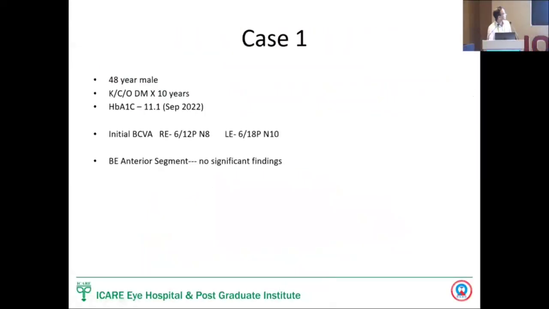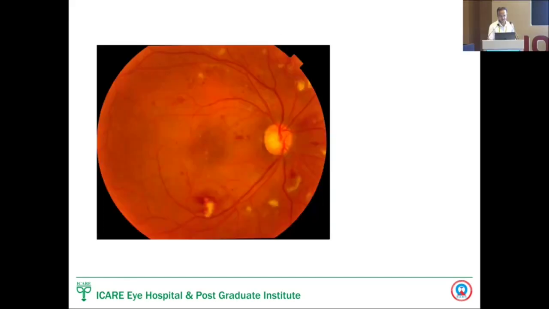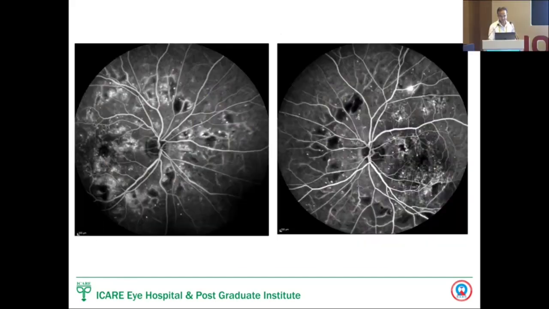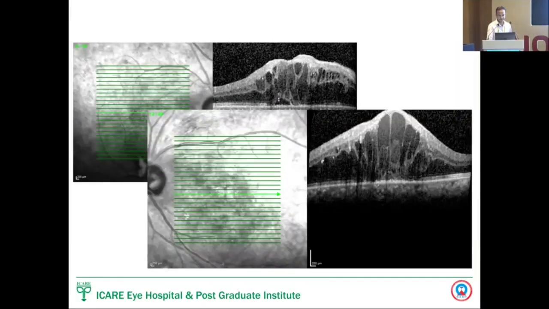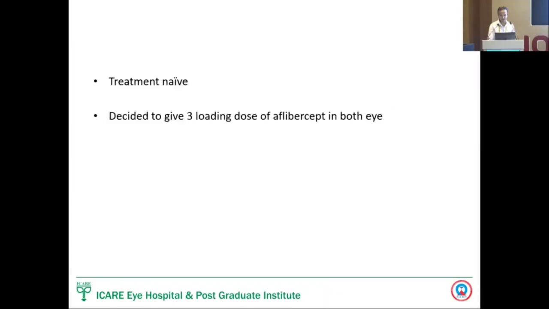So case 1 is a 48-year-old male who is a known case of diabetes mellitus for 10 years, and HbA1c was quite uncontrolled, 11.1. Initial best corrected visual acuity was 6/12 N8 and 6/18 N10. So this was the clinical picture. There was mixed retinopathy in both eyes, and this was the FFA. There was marked CME with SMD in both eyes, and in the left eye there was a schisis-like picture also.